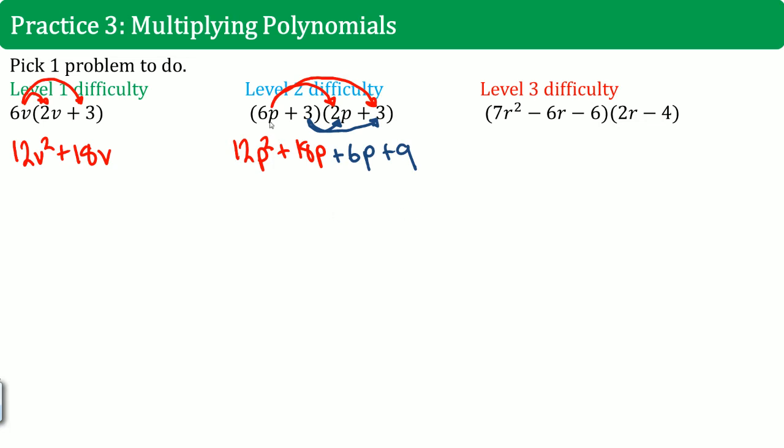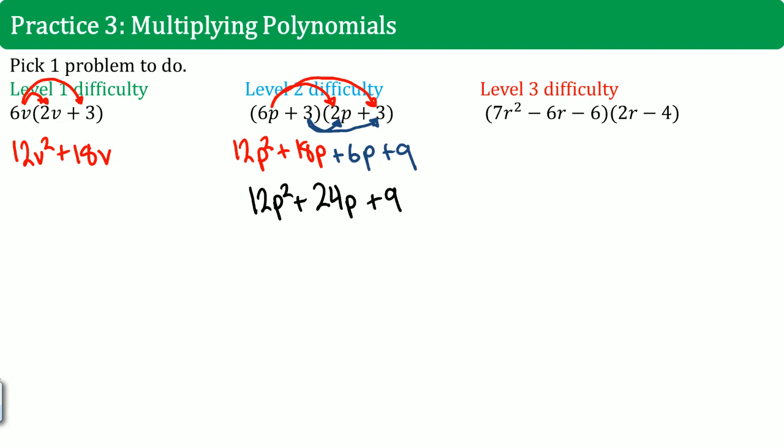Okay, here there are 4 terms, right? So that's why there's 4 here. Here there are only 2 terms. One term times 2 terms gets you 2 terms in the end. Here you have 2 terms times 2 terms, which will get you 4 terms in the final answer. But there are some like terms. 18p plus 6p becomes 24p. Nothing happens to the 12p squared and nothing happens to the 9. So this is the final answer.